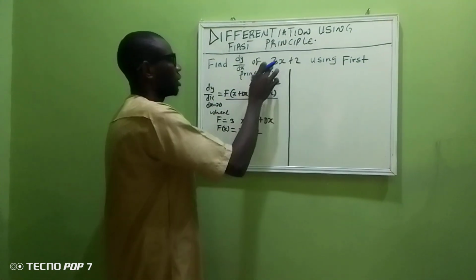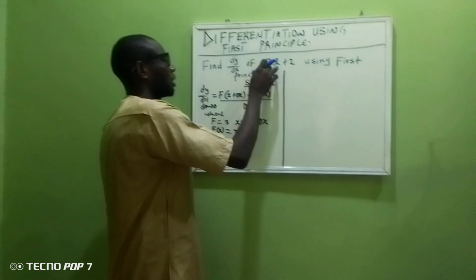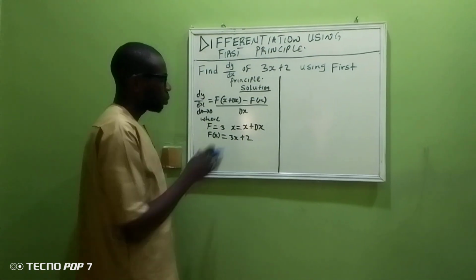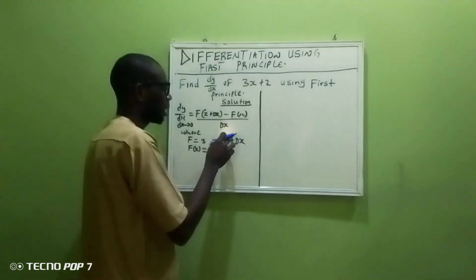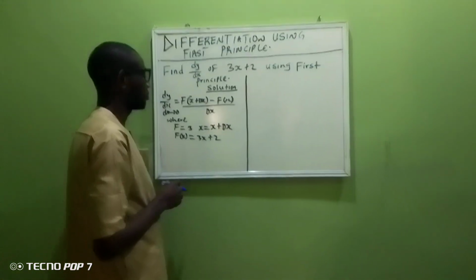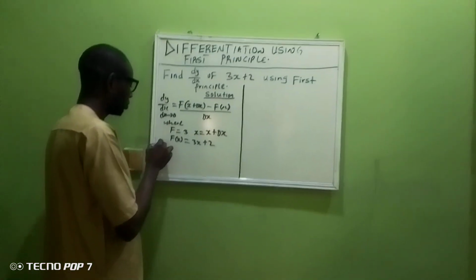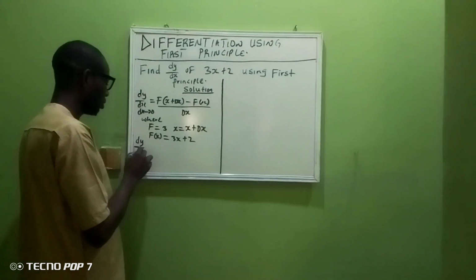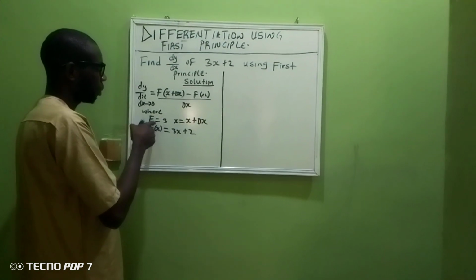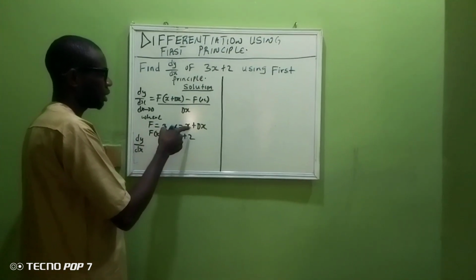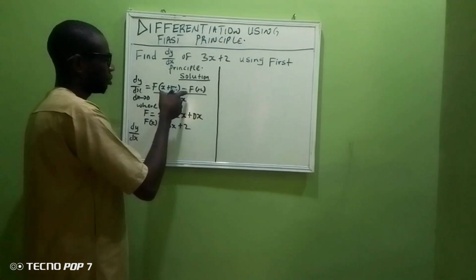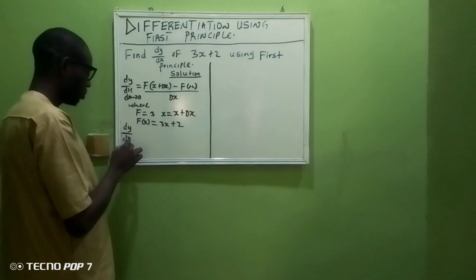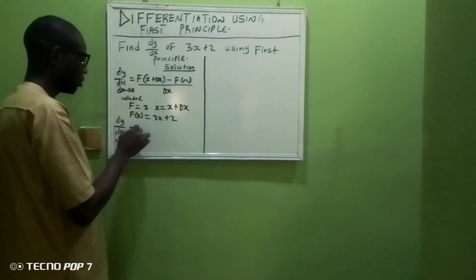I will say our a is the coefficient of x, any number that is standing in front of the x, while our x is x plus δx. If it is square, we square x plus δx all square. Now all we need to do is to substitute the value of a equals 3, x equals x plus δx, and f of x equals 3x plus 2 into the formula.